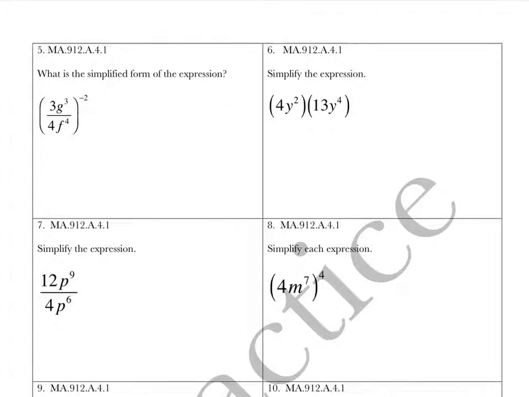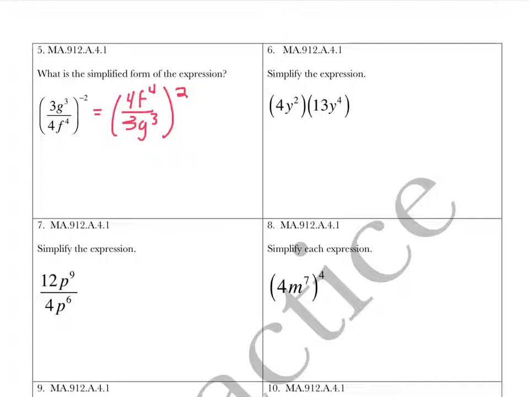Okay, number 5 is an example of a power of a quotient. So when you get to that last page where you're explaining the rules, the power of a quotient, there's two things that are going on here. I have a negative exponent, so the negative part is going to make me flip the inside. So that's going to become 4f to the fourth over 3g cubed. But now because I've flipped the inside, that exponent on the outside is positive.